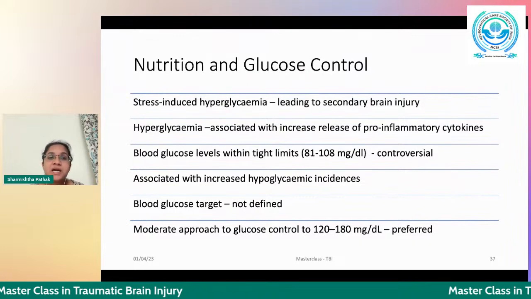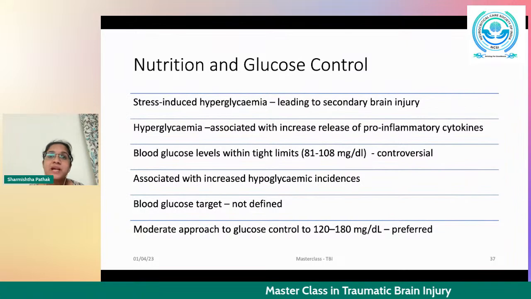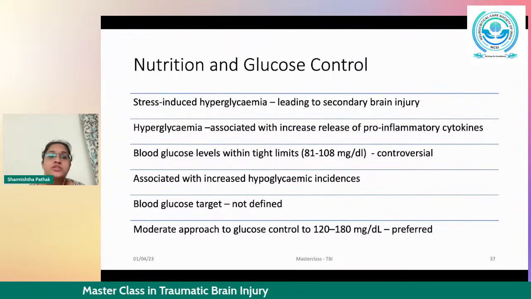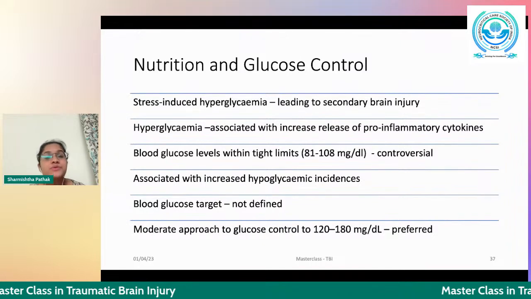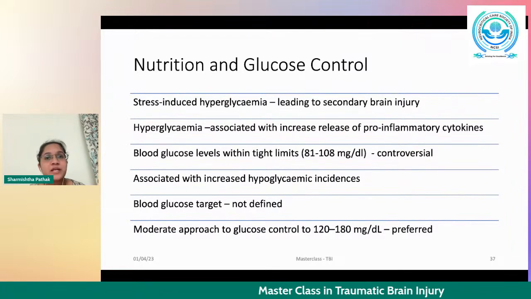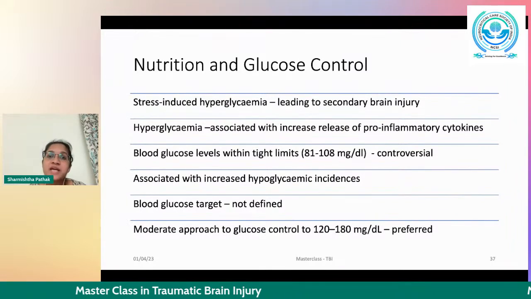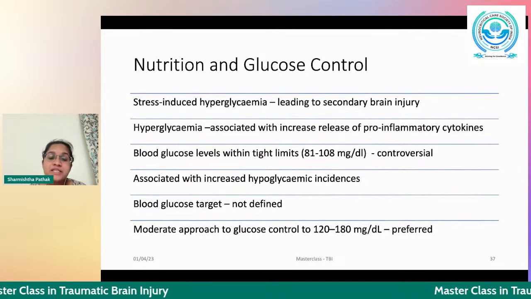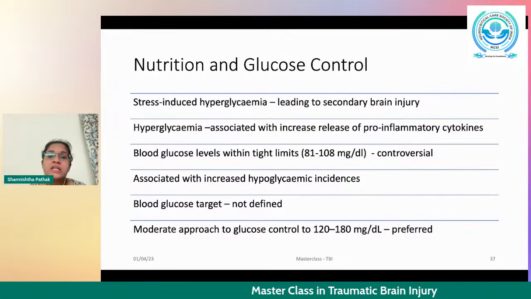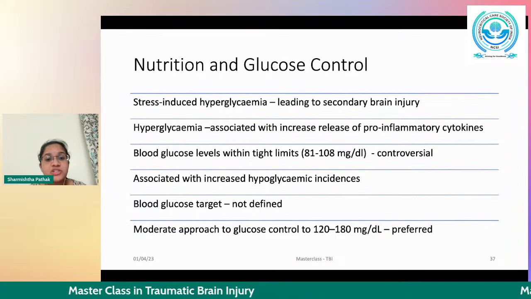Stress-induced hyperglycemia is very common in traumatic brain injury patients, and this hyperglycemia is again a cause of secondary brain injury. So hyperglycemia, how it produces secondary brain injury is by increasing the release of pro-inflammatory cytokines. As it is, trauma is a state in which pro-inflammatory cytokines have been released in the circulation. Associated hyperglycemia in a patient further increases the release of these cytokines, which results in secondary brain injury or neuronal injury.